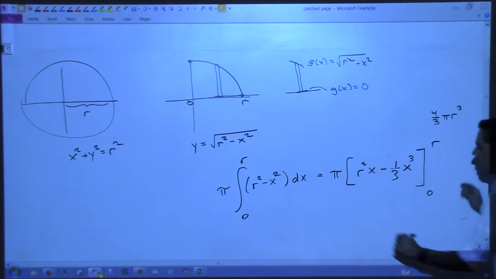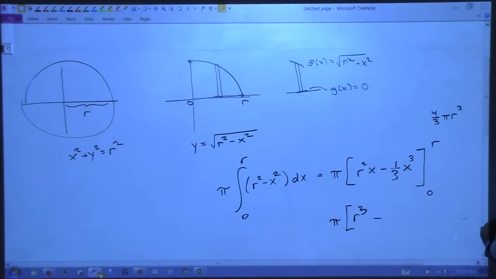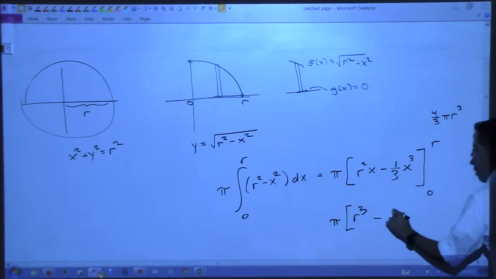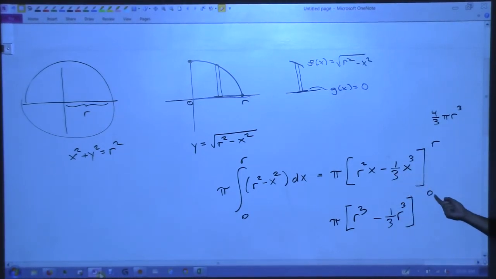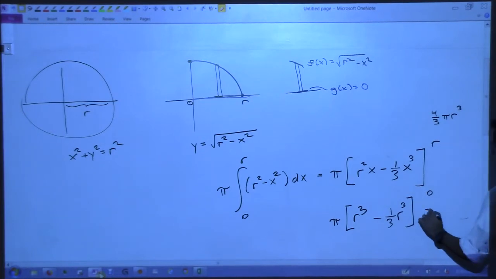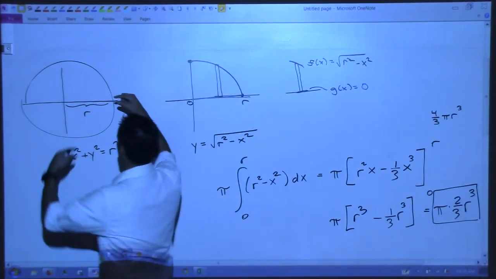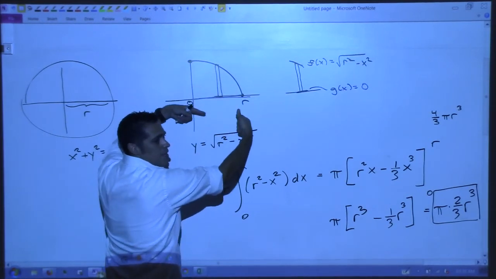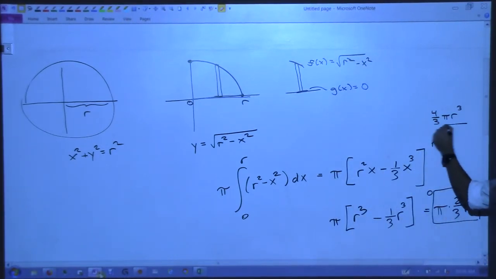Let's plug in r first. We plug in r, what do we get? r cubed minus 1/3 r cubed, right? That's what we get when we plug in r. What happens when we plug in 0 for x? It's all gone, right? So isn't this pi times r cubed minus 1/3 r cubed? That's 2/3 pi r cubed. That is the volume of half of my sphere, right? Because I only wrapped this around once. So by symmetry, if I double that, it gives me the answer, right? So if I multiply this by 2, what do I get?